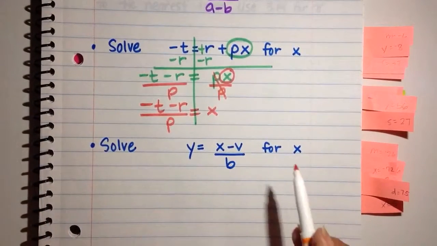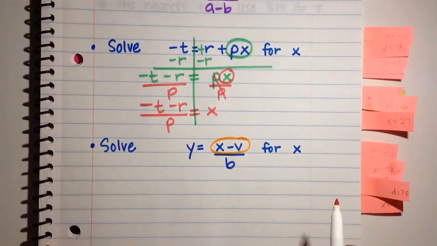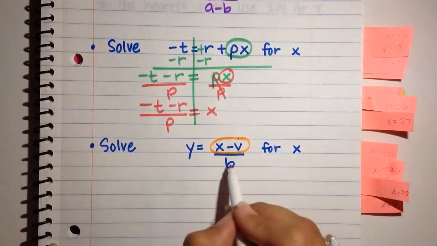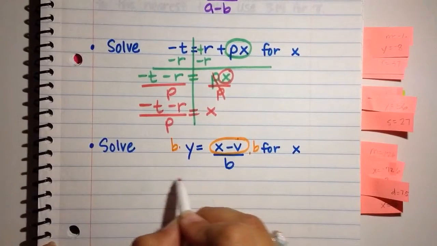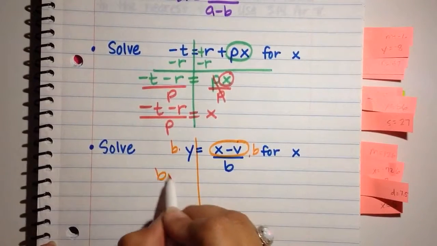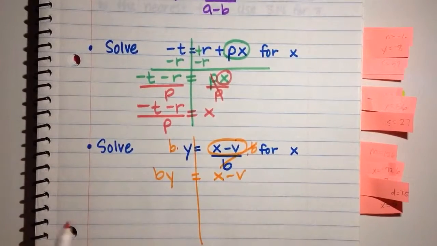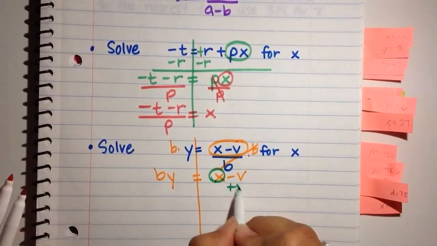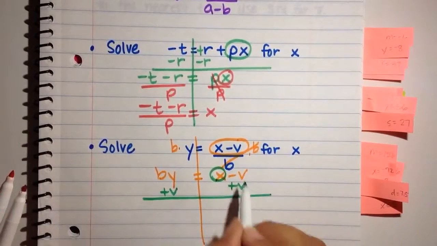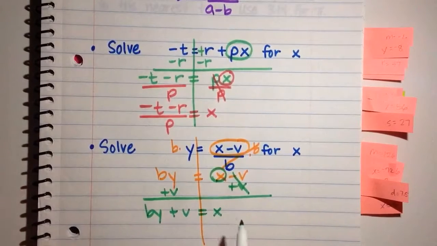Y is equal to x minus v all divided by b. X is what we're solving for, and it's in the numerator. What's happening to the numerator? It's being divided by b, so we're going to multiply both sides by b. So I get by is equal to x minus v, because the b's cancel out. Now what's happening to x? It's being subtracted by v, so we're going to add v to both sides. So that's by plus v is equal to x.